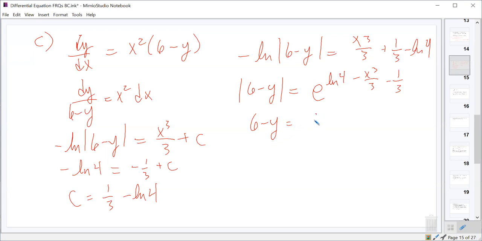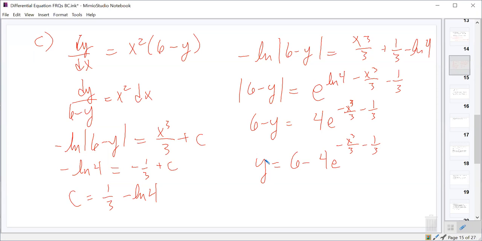So this is a 4 e to the negative x cubed over 3 minus 1/3. So if you plug in -1 to that, that becomes e to the 0. So we need this to be the positive version of this, because if you plug in -1, it gives you a positive 4 over here. And you plug in 2, you get a positive 4 on the left. So you want to keep it as positive. And we end up with y equals 6 minus 4 e to the negative x cubed over 3 minus 1. And all of that was worth 6 points.